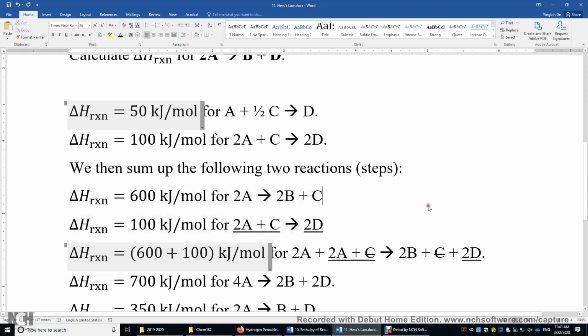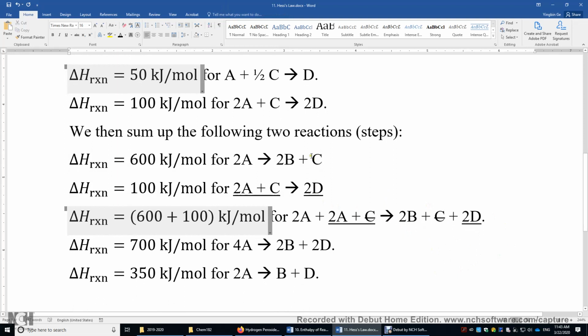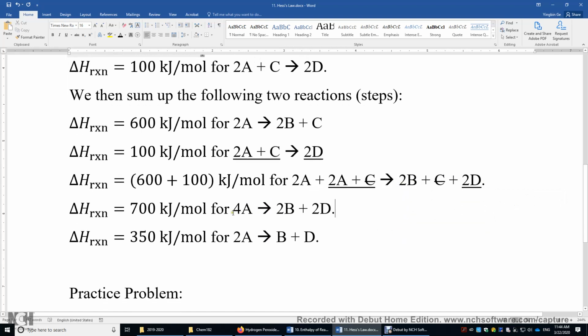C and C cancel. When we sum up these two reactions, we also need to sum up the enthalpy change. Now it's 600 plus 100, which is 700 for this entire reaction. This is 4A producing 2B and 2D. And then we need to take care of the coefficients by dividing each coefficient by 2. In the end, we get 2A producing B plus D. The enthalpy change is 700 divided by 2, 350 kJ per mole.